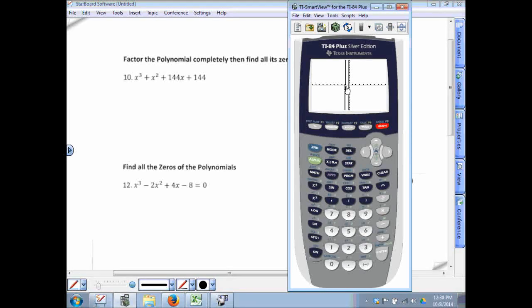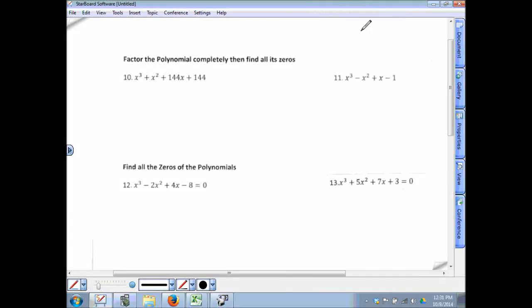Does the graph tell us anything here? Isn't it telling us -1? Looks like it. So if I hit trace and then type in -1, is it really -1? Yes, it is. So I know -1 works. We all know -1 works now. So I'm going to do synthetic division on -1. 1, 1, 144, 144.